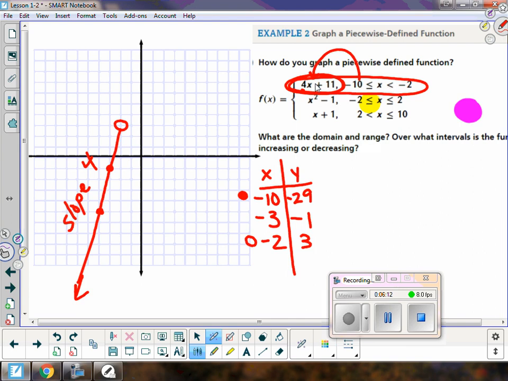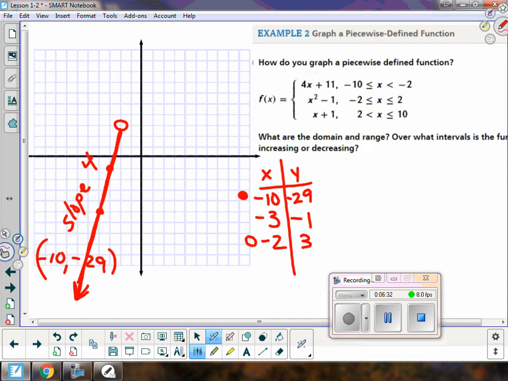Now, if you're watching on the video, my paper wouldn't allow us to get all the way down to the point -10, -29. If my paper was big enough, there would be a closed circle down there stopping the graph. Moving on. Let's get rid of the red. Let's make the next part green.